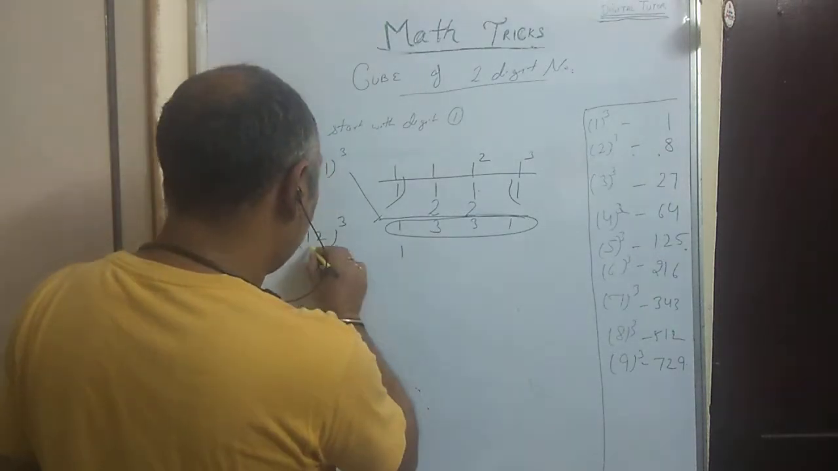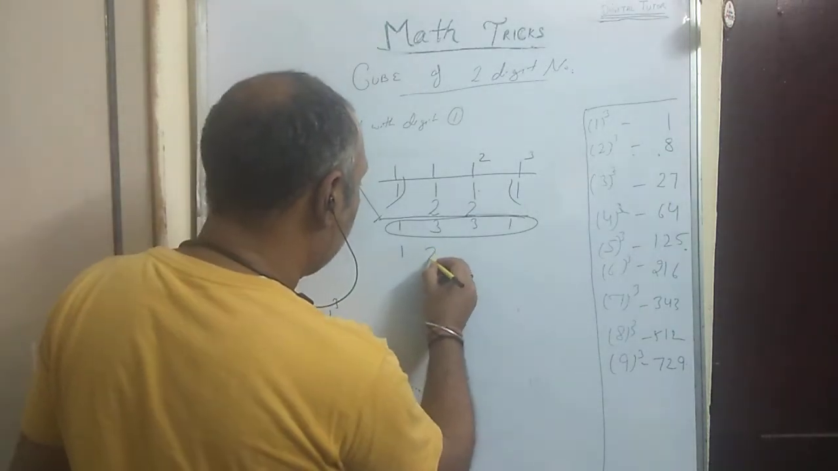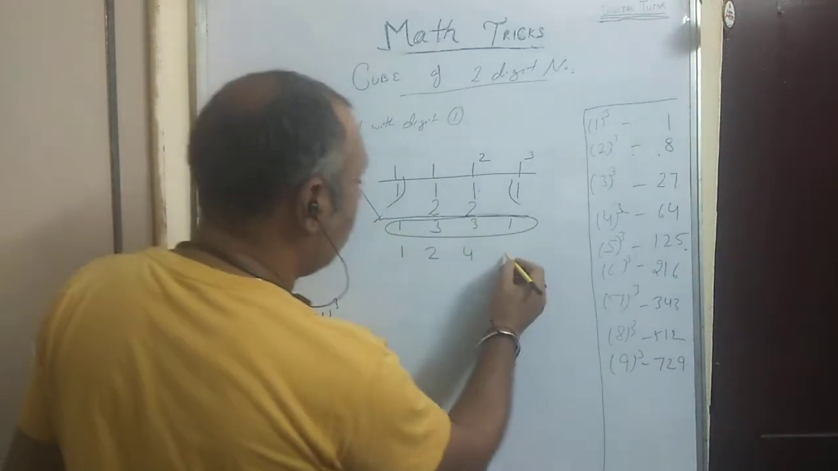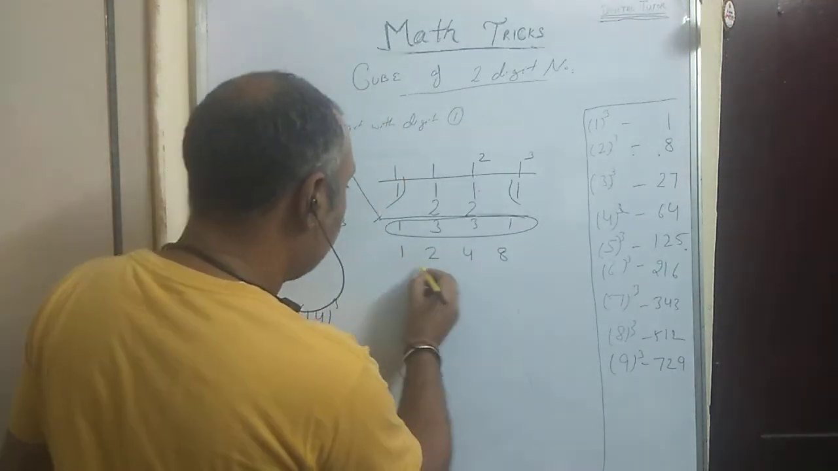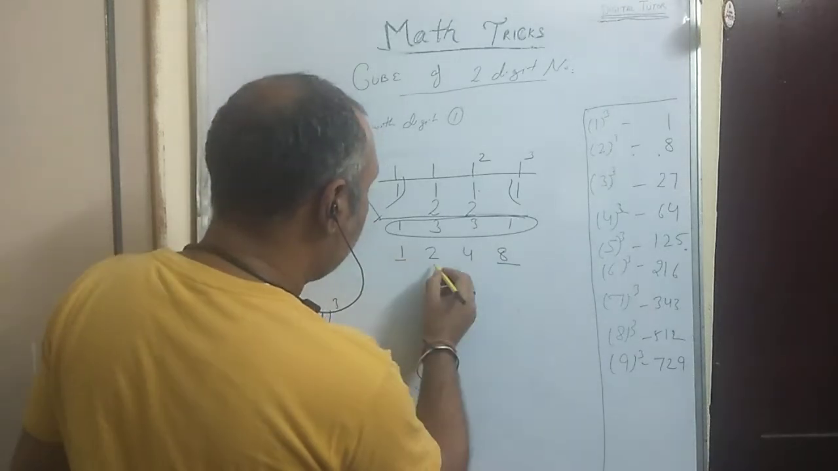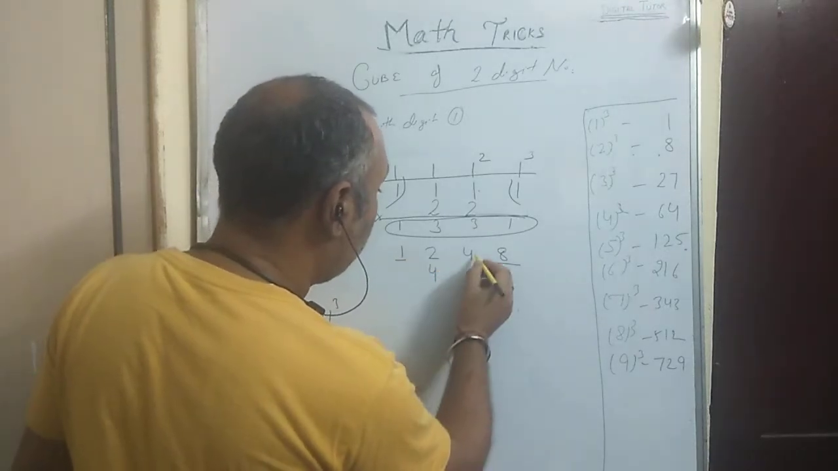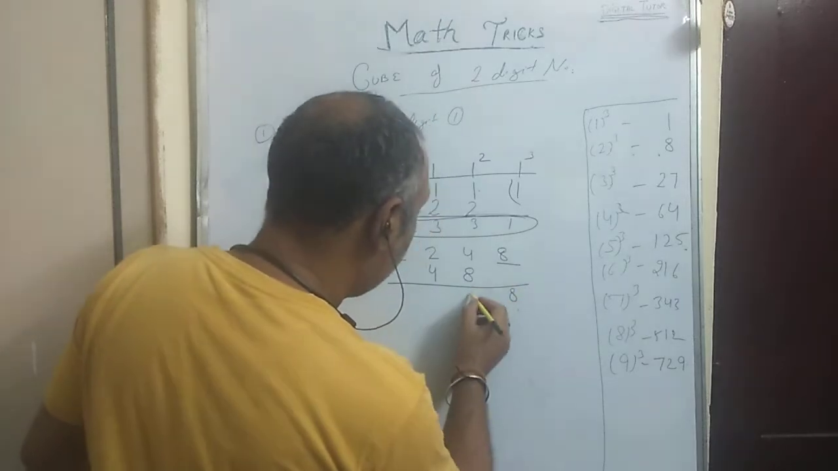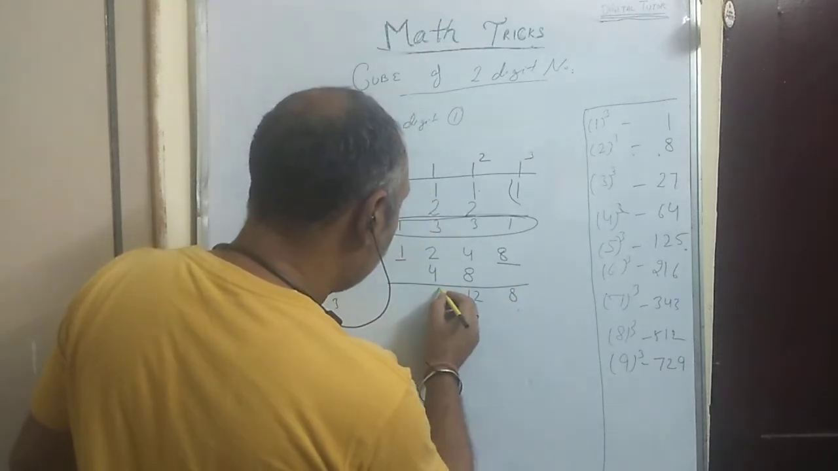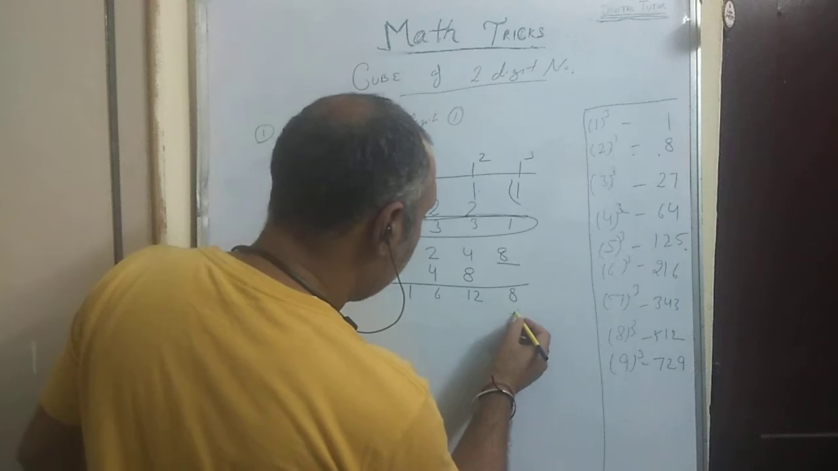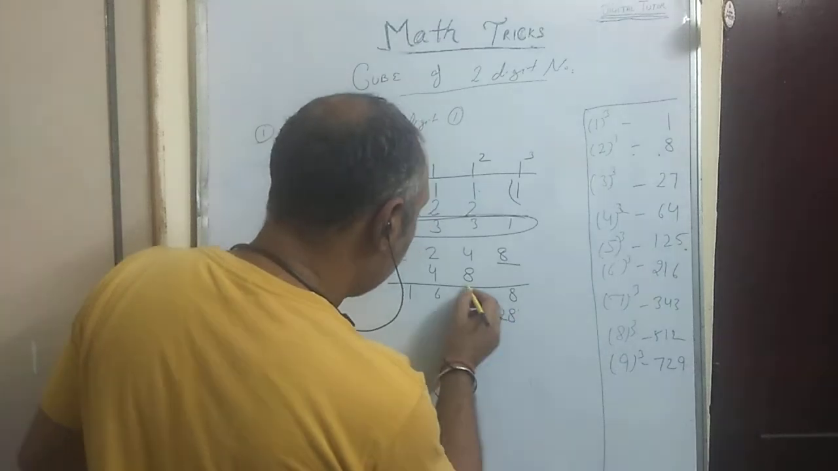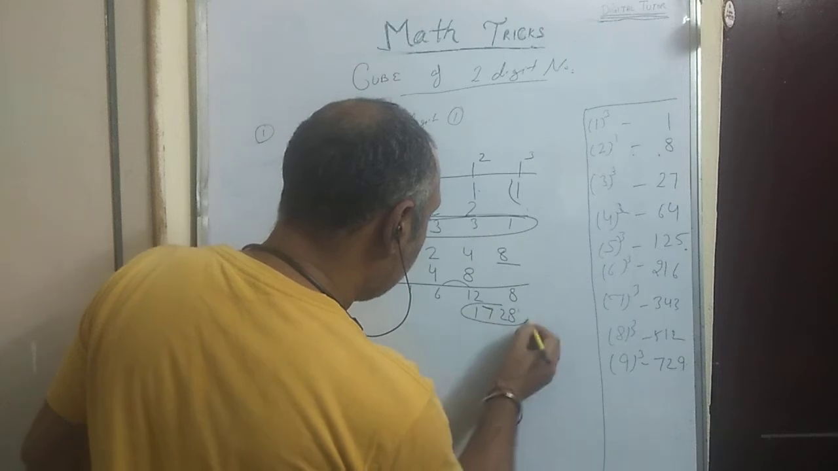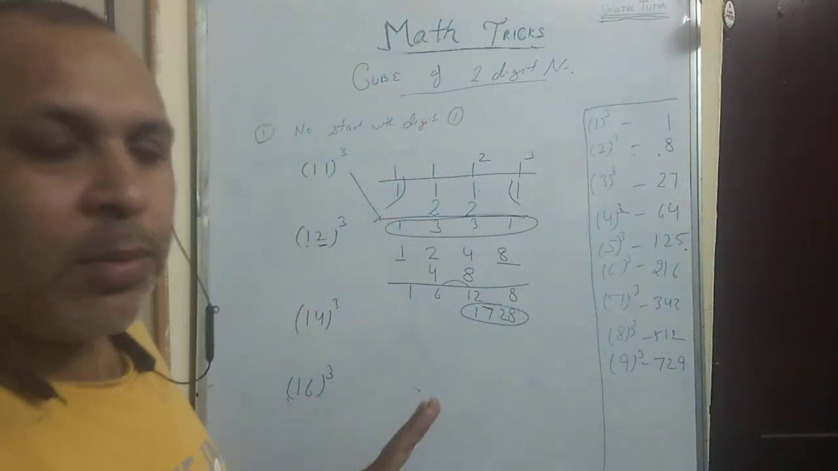Same, second example. First digit 1, second digit 2, square of second is 4, cube of second is 8. Leave first and second, double of first, second 4, double of that 8. That is 8, 12, 6 and 1. 8, 2, carry this, that is 7 and 1. That is the answer. Clear friends?